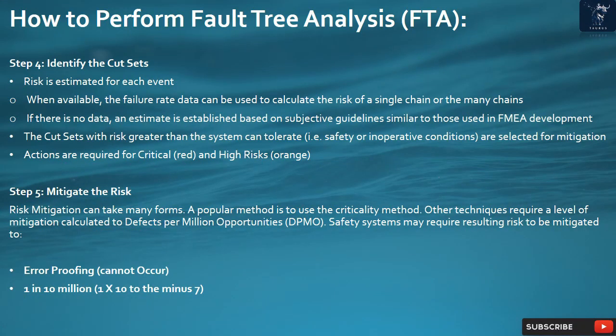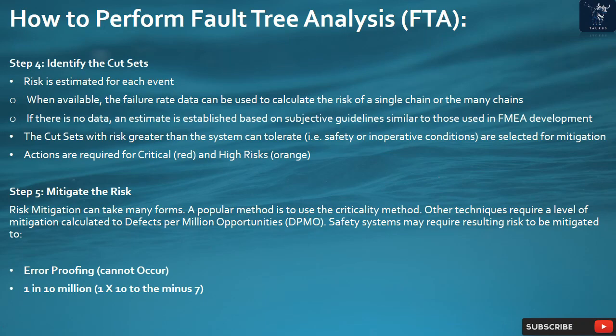Step 4, identify the cut sets. Risk is estimated for each event. When available, the failure rate data can be used to calculate the risk of a single chain or the many chains. If there is no data, an estimate is established based on subjective guidelines similar to those used in FMEA development. The cut sets with risk greater than the system can tolerate, i.e. safety or inoperative conditions, are selected for mitigation. Actions are required for critical, red, and high risks, orange.